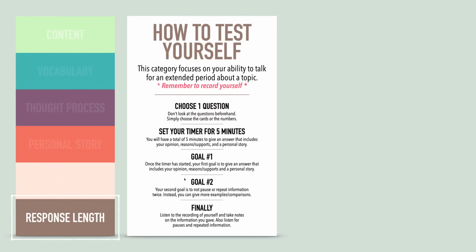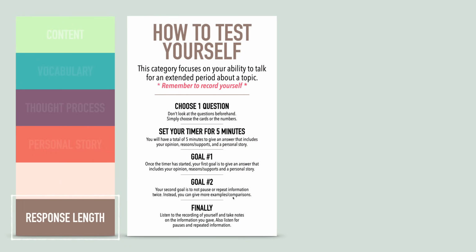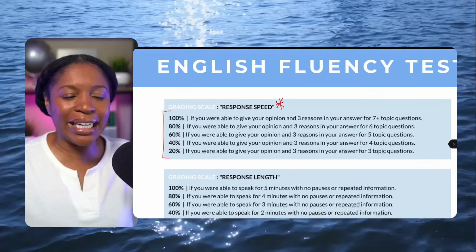Now, the next category is also extremely important. The next category is the response length, and it focuses on your ability to talk for an extended period about a topic. Think about it. I'm speaking for an extended period of time about your English fluency test because I speak English fluently and I can teach you how as well. So for this one, what you're going to do is choose one question, only one, and set your timer for 5 minutes. That's right, one question, and you have to set your timer for 5 minutes. Only one question.